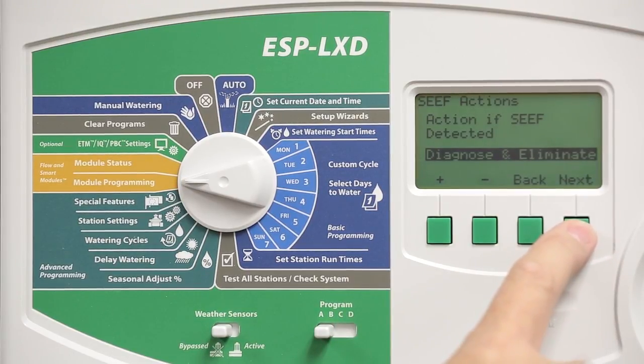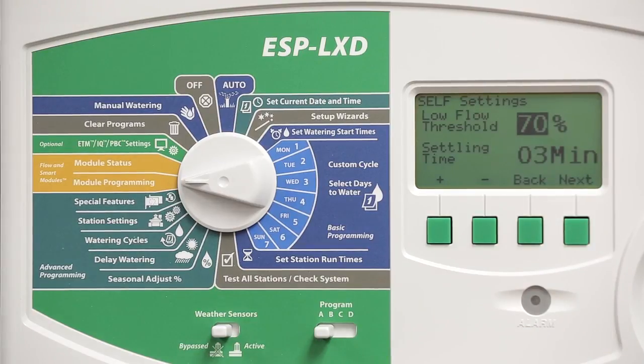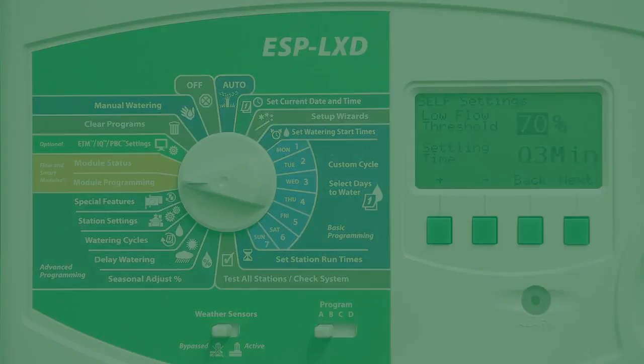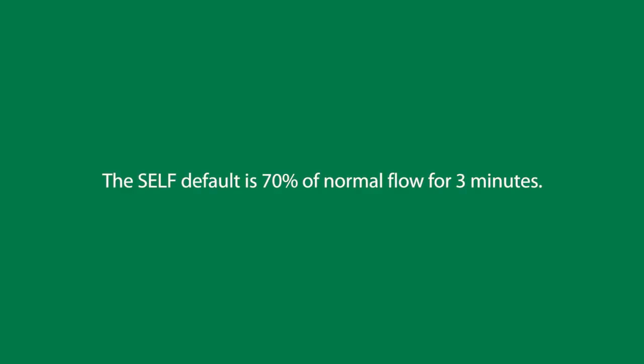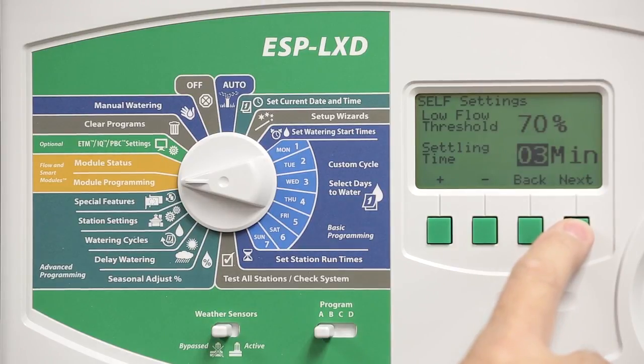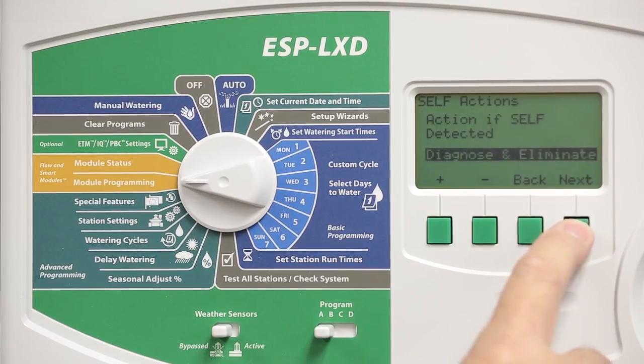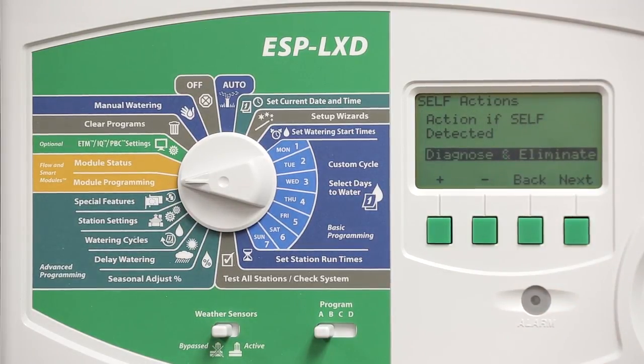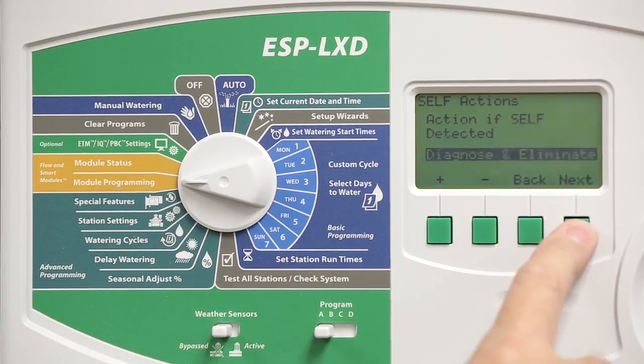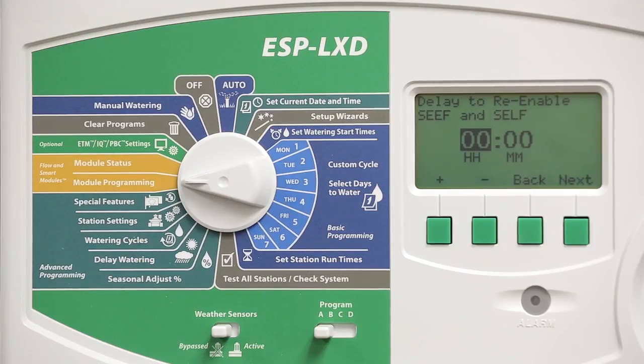Press Next and enter into the SELF or Seek and Eliminate Low Flow reaction points. The default is 70% of normal flow for 3 minutes. Let's leave these settings as is. Press Next. Once again, you can choose a reaction for the system to take. Select Diagnose and Eliminate.